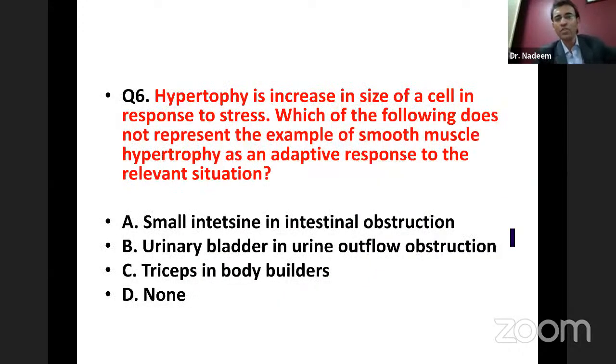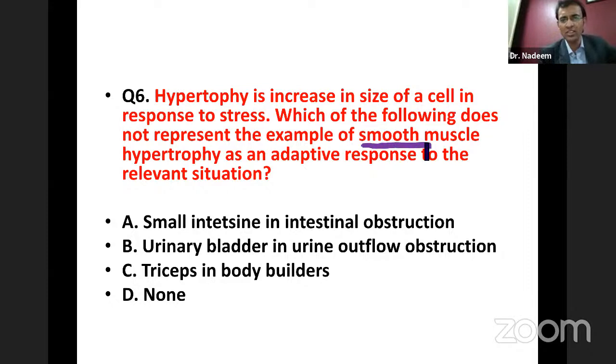Okay, next question for you. Hypertrophy is increase in size of a cell in response to a stress. Which of the following does not represent an example of smooth muscle hypertrophy as an adaptive response to the relevant situation? Very easy question. I would say this is the easiest question for you today. Basically, I'm talking about adaptation in response to a stress, or adaptations in response to injury. You are learning this part in the first chapter of your general pathology, cell injury. You are learning there atrophy, hypertrophy, hyperplasia, metaplasia, dysplasia. Which of the following does not represent an example of smooth muscle hypertrophy? Especially mention a smooth muscle. Very easy option to rule out.